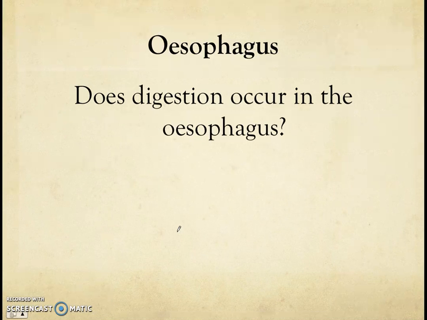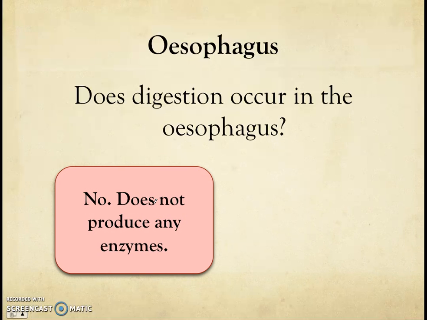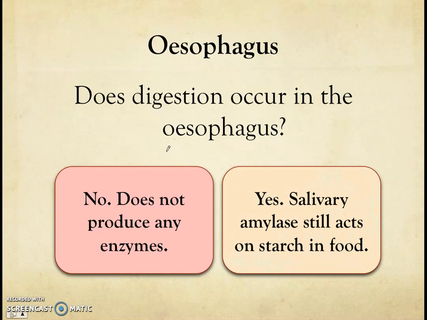Now let's end off with some simple questions. So firstly, does digestion occur in the esophagus, after our food is just moving down from the mouth to the stomach? Now some of you guys would say, no, right? The esophagus doesn't produce any enzymes, so there's no chemical digestion. There's nothing really happening, it's just moving. But actually, if you think about it, there might be some digestion. Because the salivary amylase from the mouth still acts on the starch in the food as it moves down from the mouth to the stomach.